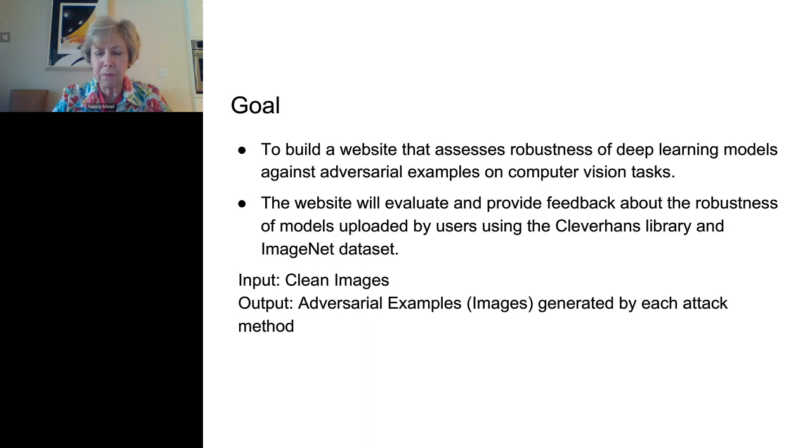So the goal was to build a website that would allow users to input their models, their machine learning models, and then test them against adversarial examples using computer vision as the set of tasks. And then for the website to evaluate and provide feedback about robustness of the models and what kind of attacks might take place using a particular library called CleverHans and the ImageNet data set. They were able to produce a tool.